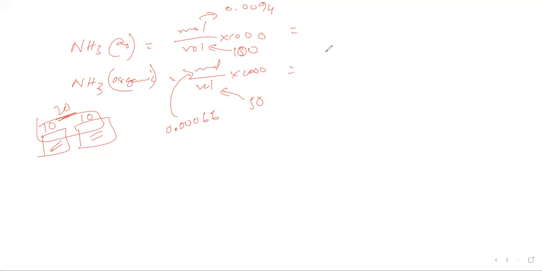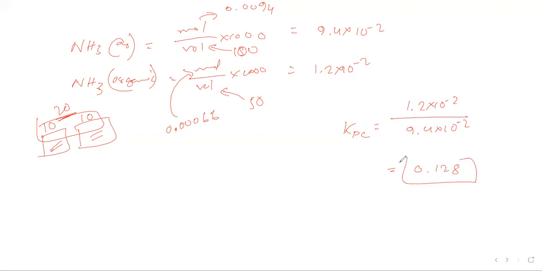After finding the concentration, for the organic it is 1.2 into 10 to the power negative 2, and for the aqueous it is 9.4 into 10 to the power negative 2. Now, since we have found the concentration, we can find the Kpc value, organic divided by aqueous. Sorry, I misplaced the values, organic should be on top. So 1.2 into 10 to the power negative 2 divided by 9.4 into 10 to the power negative 2. This should be 0.128. So that's our Kpc value.